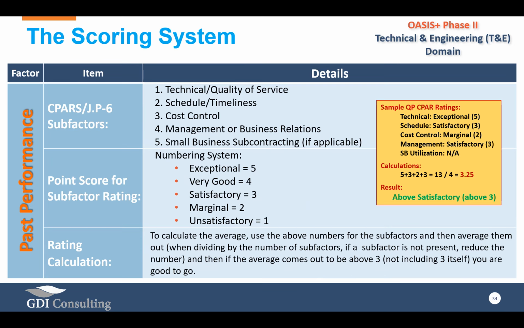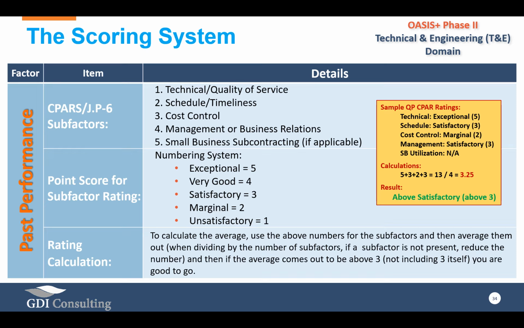So now let's see how you actually calculate the above satisfactory rating. Let's first discuss the subfactors under CPARs or JP6. They're similar. So there is a technical, or sometimes called quality of service. There is a schedule, or sometimes called timeliness. There is cost control. There is management, or sometimes called business relations. And finally, there is small business subcontracting or small business utilization. Now, the way you calculate your average score is that you give a point score to the ratings.